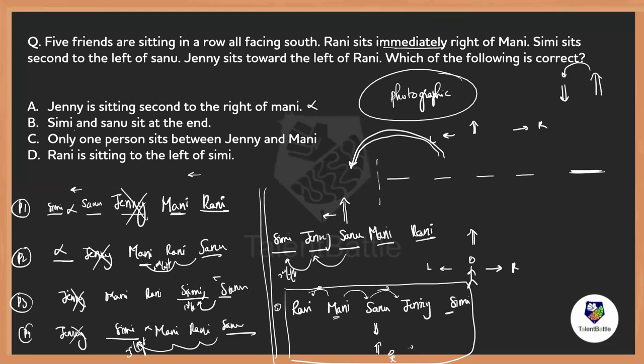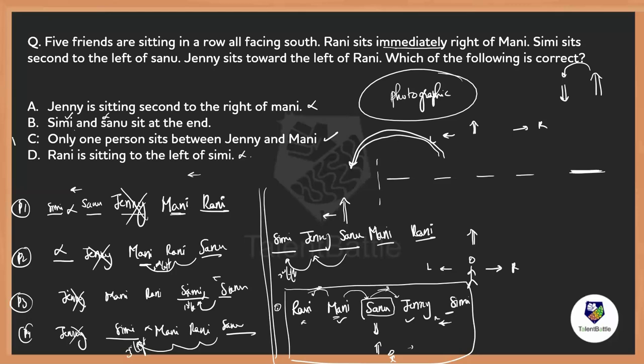Simi and Sanu are sitting at the end. Are Simi and Sanu sitting at the end? Oh no, only Simi is sitting at the end, but Sanu is not. Only one person between Jenny and Money. Obviously correct. Rani is sitting left of Simi. No, Rani is sitting to the right of Simi because this side is Simi's right, everybody. So this is not a correct answer.